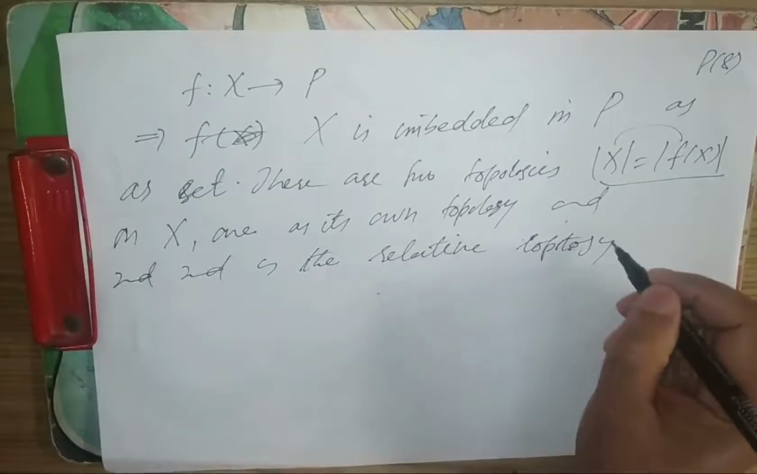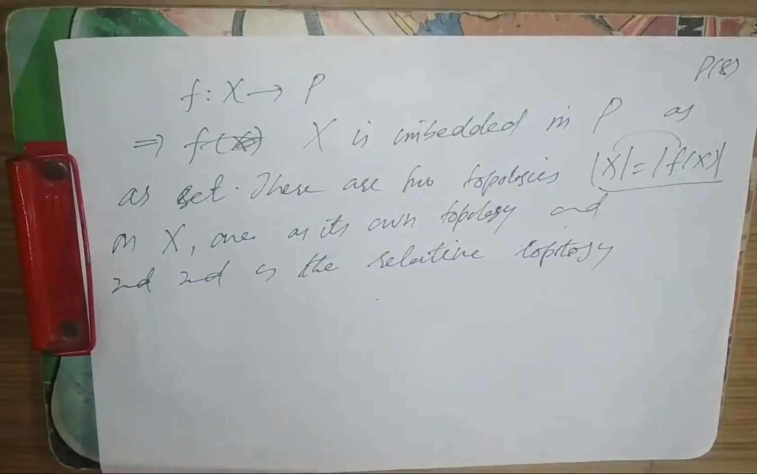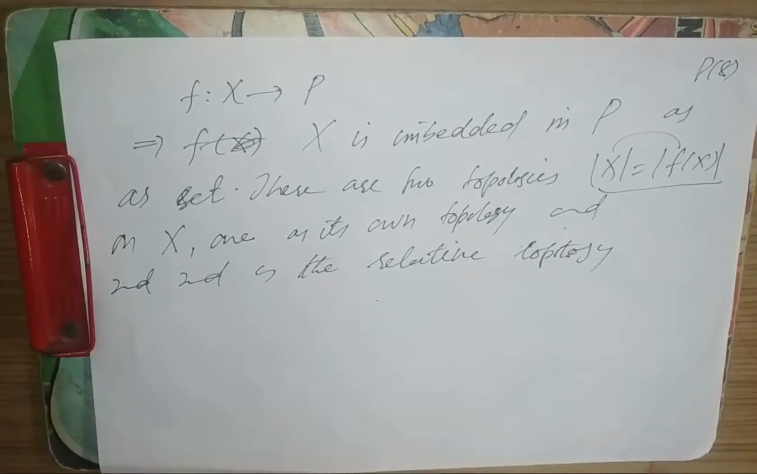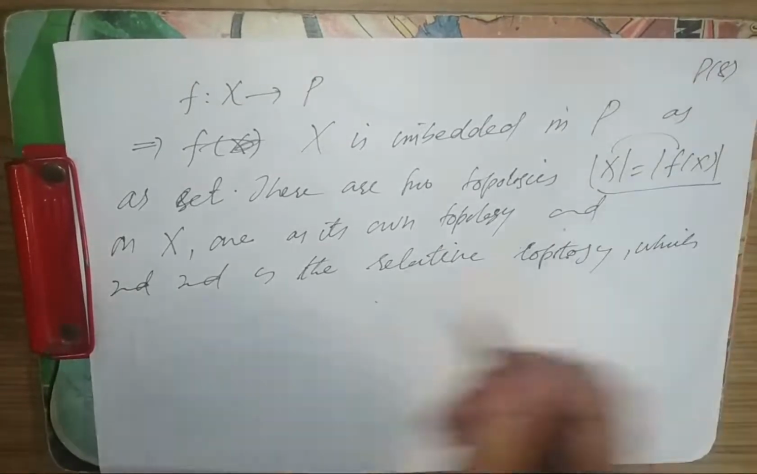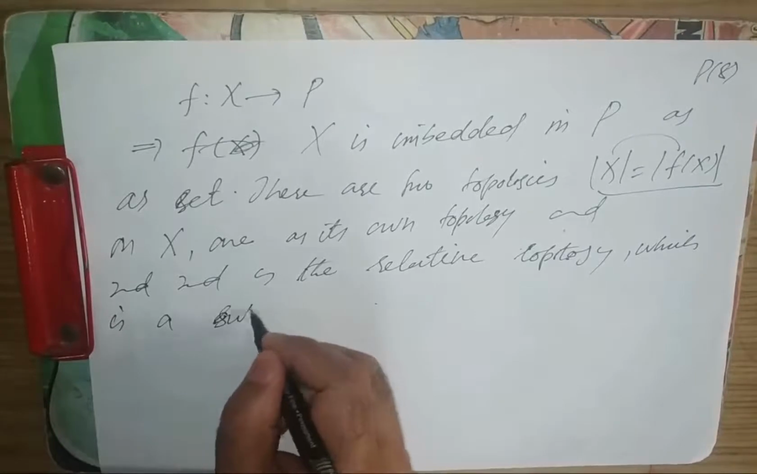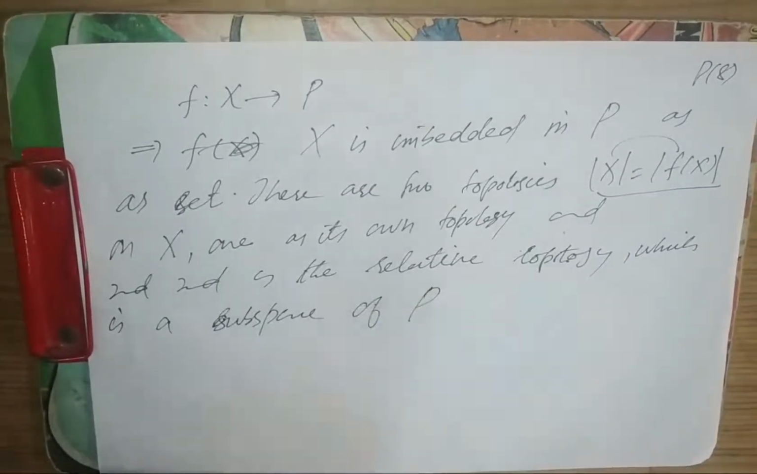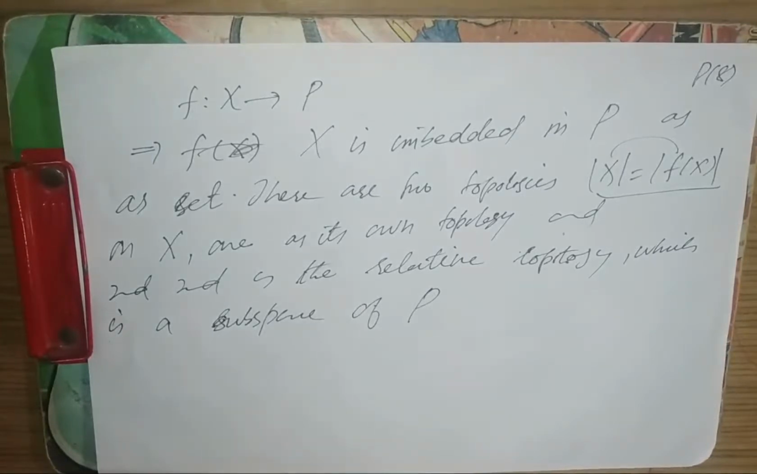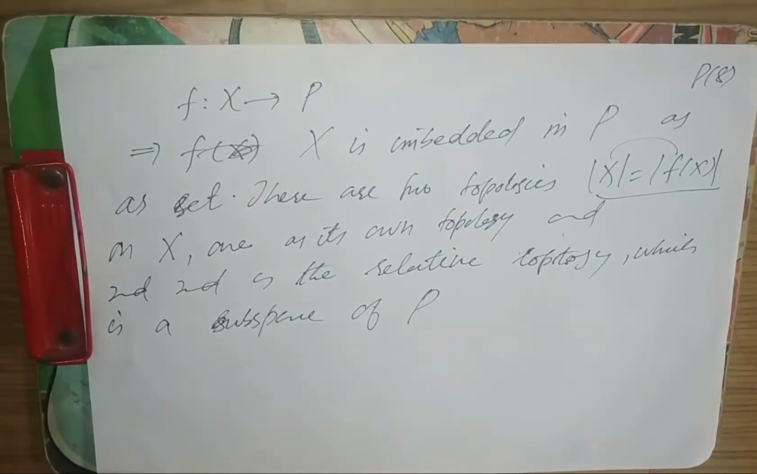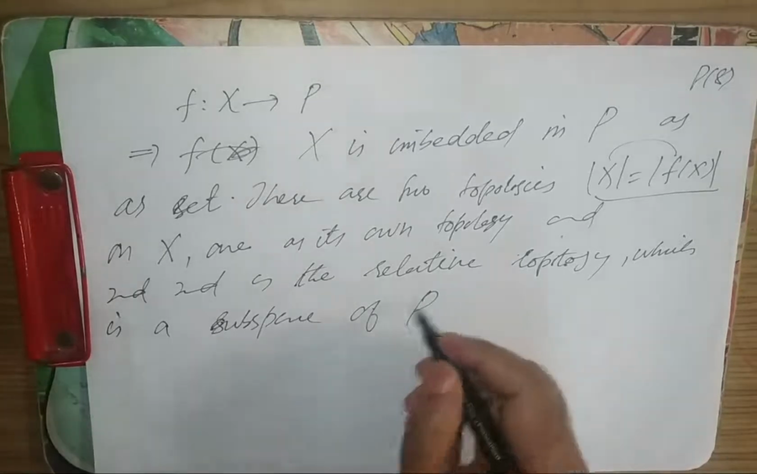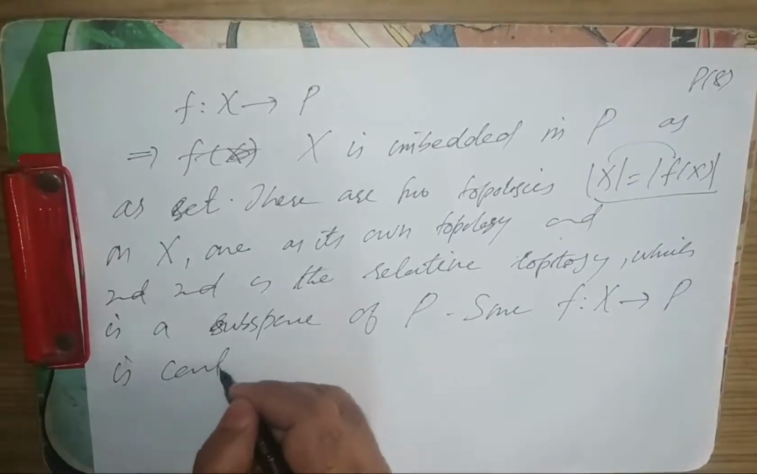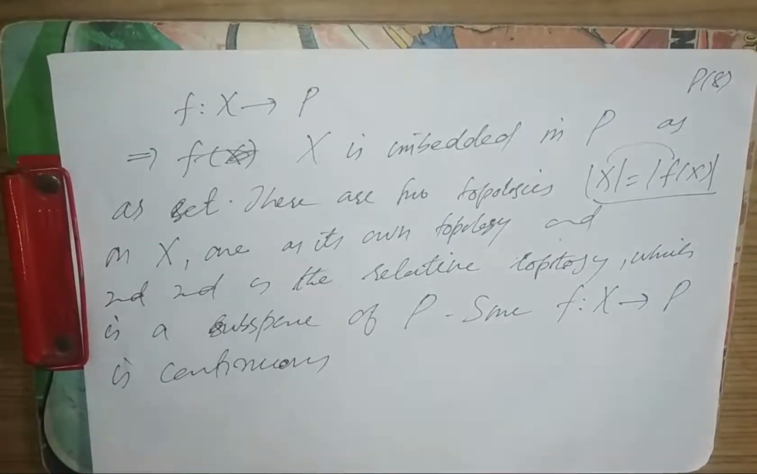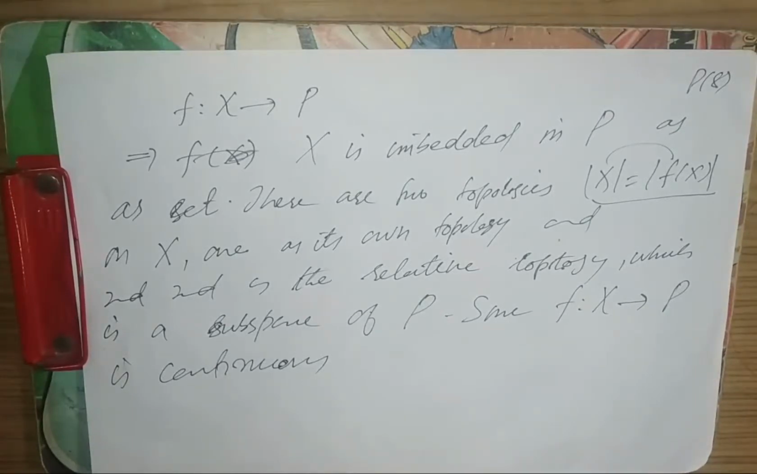So it has a relative topology, its own topology and its relative topology, which is as a subspace of P. Now, since this f from X to P is continuous, it's a continuous map.